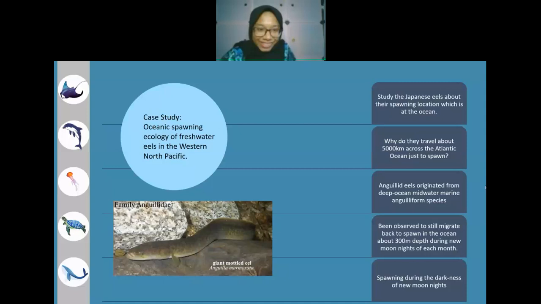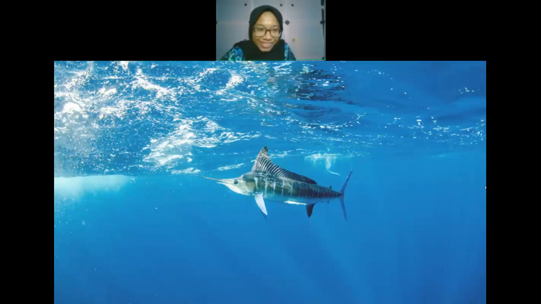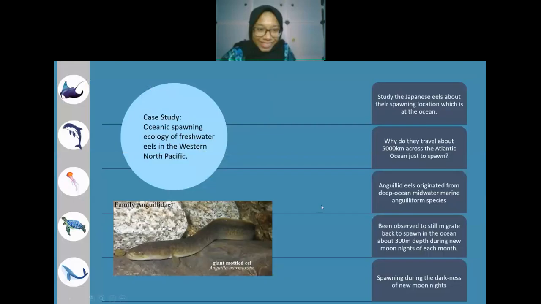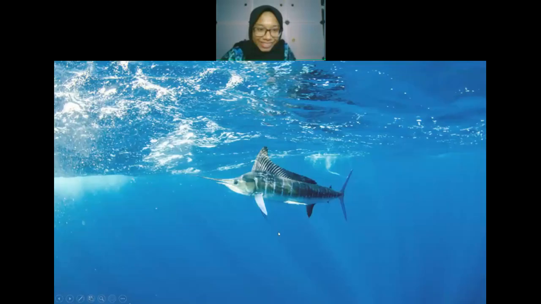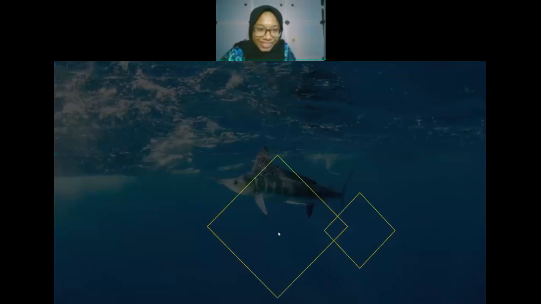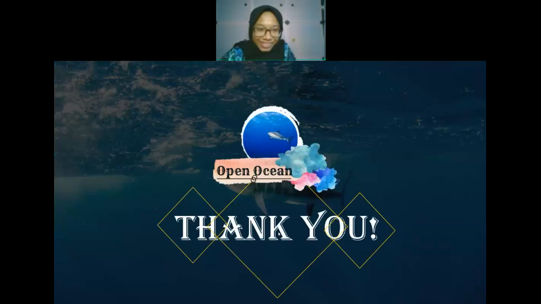So the spawning occurred during the darkness of new moon nights, which would reduce the chances of predation for both adults and eggs. The picture on the slide is the anguillid eel. Yeah, that's why. Okay, next. That is all from us.